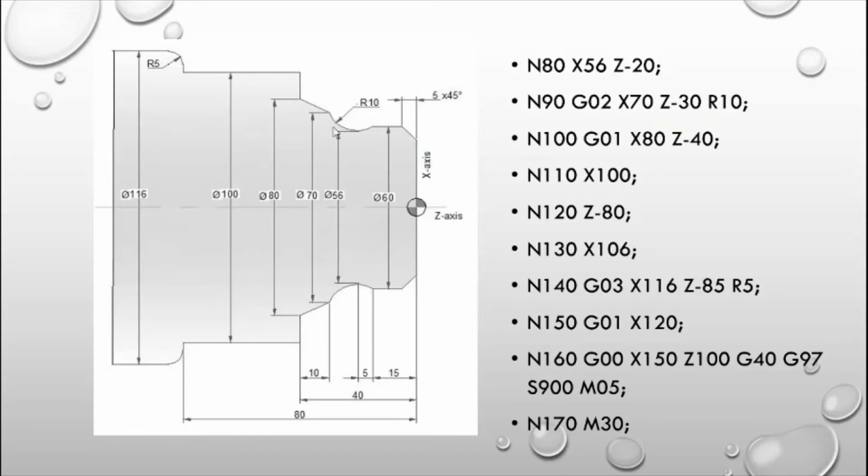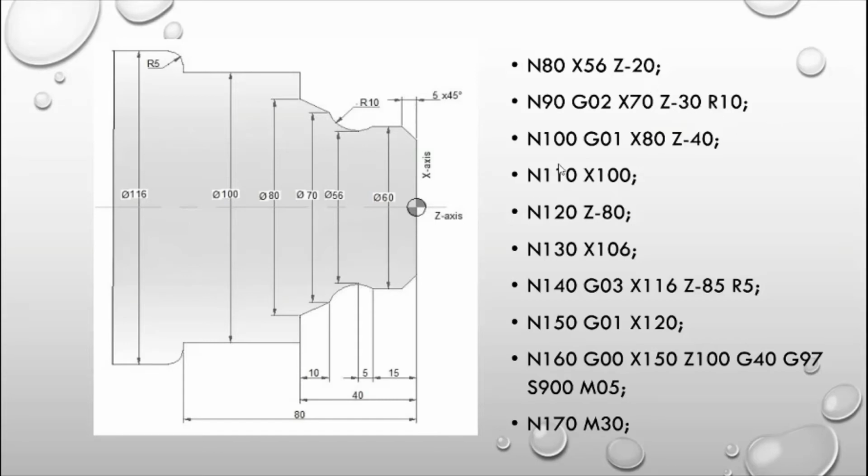Again this is the circular interpolation. So G02 is the circular interpolation. X70 is the position of X and the position of Z is minus 30. This position is 30, by the circular interpolation radius of 10. That's shown in the line.